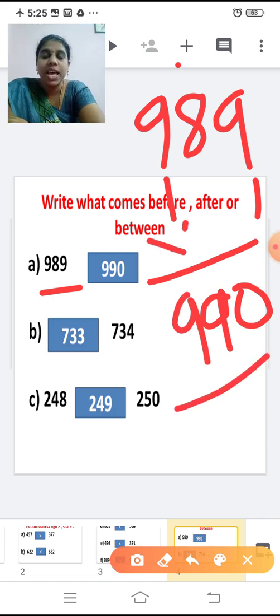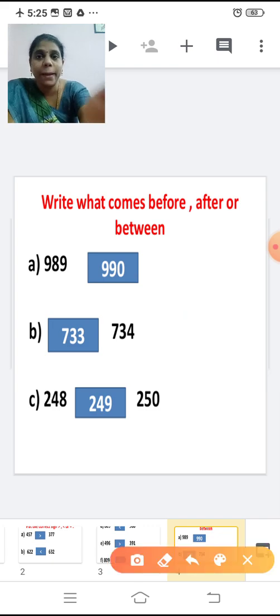So what comes after 989? What number will come? 990. After 989, what number will come? 990. You're going to add 1 to the number 989. So the answer is 990.